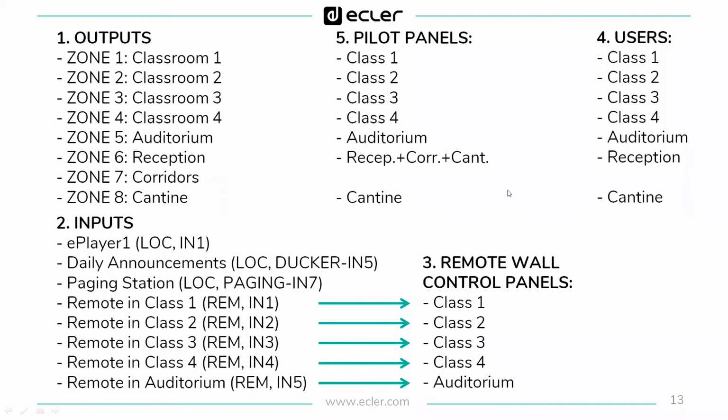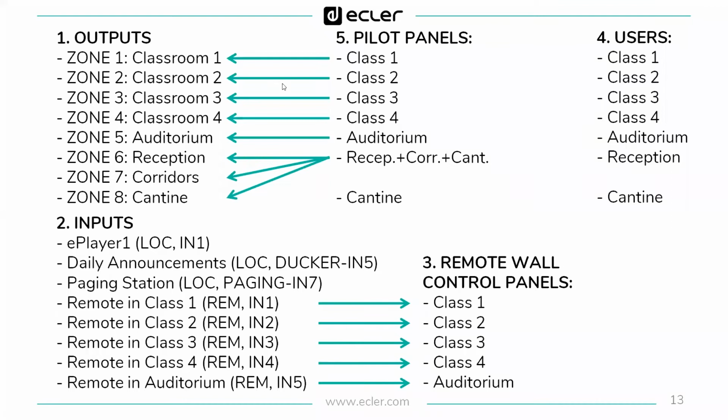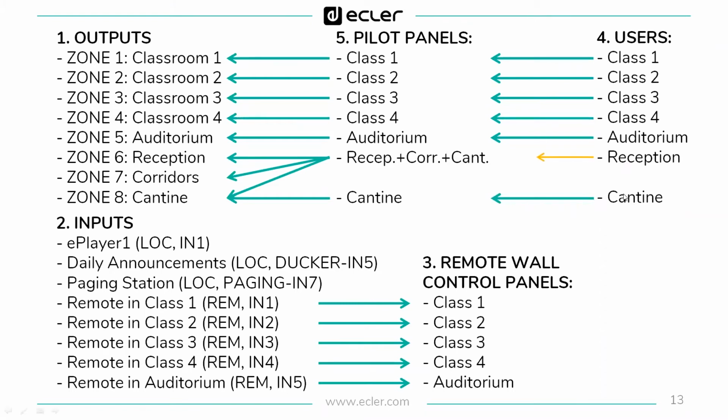Let's go. So remember that every Pilot panel is controlling its own zone, correct? The reception corridors and canteen panel is controlling 3 different zones, and the canteen panel is controlling the canteen. And then users. Which users are controlling every panel? 1 user per class and auditorium, and then the canteen user is controlling the canteen panel, but the reception is controlling all of them.